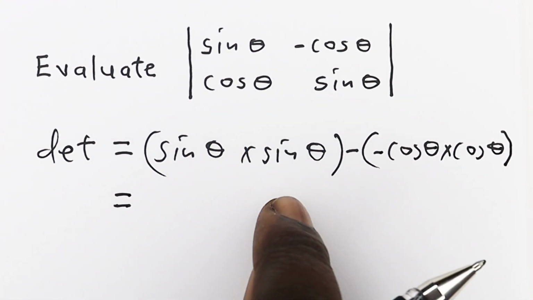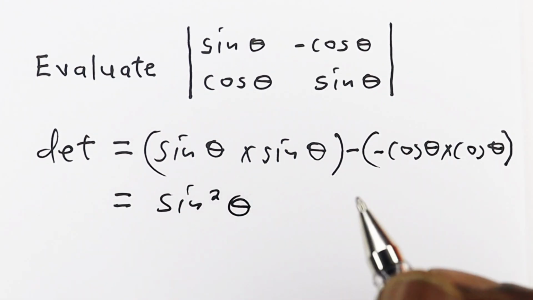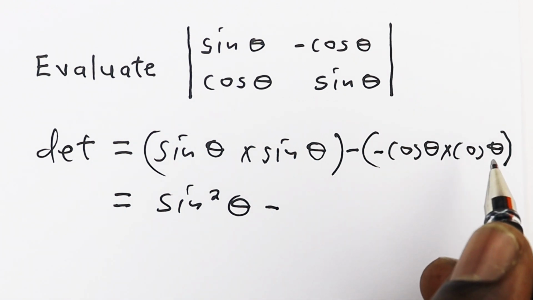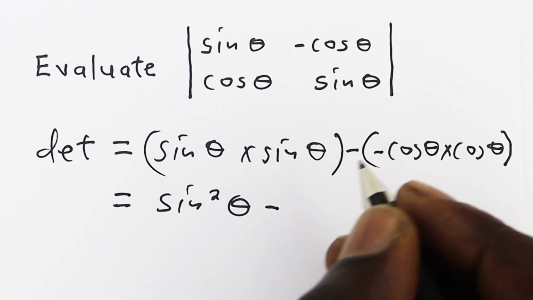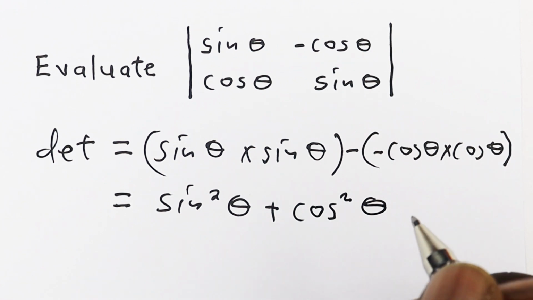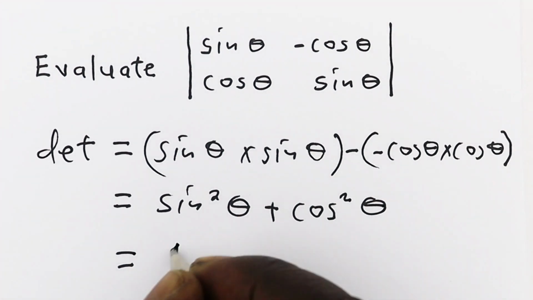So sine theta times sine theta is sine squared theta minus negative cos theta times cos theta is negative cos squared theta. So this is minus minus, we have a plus cos squared theta. And according to the trigonometric identities, if you take sine squared theta plus cos squared theta, you get 1 as the answer.